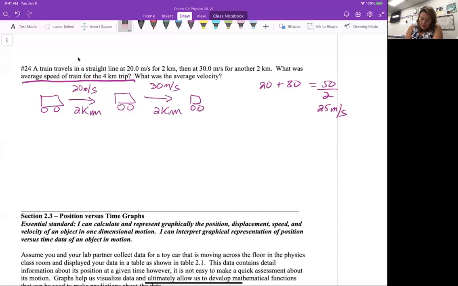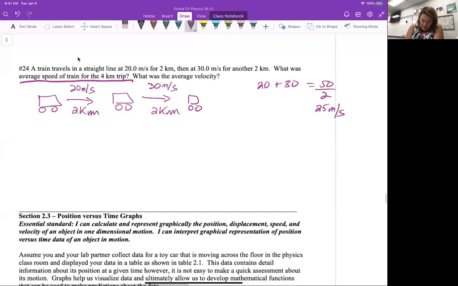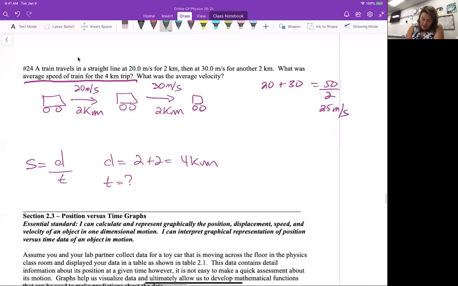So how would I solve this problem? How would I determine that? Well, what is the definition of speed? It's the total distance over time. Now, the total distance that was traveled, we know, is 2 plus 2. We have a total distance of 4 kilometers. Well, what was my total time? Well, we can find out, right? We can solve for time, I'll do it in green, at each location.